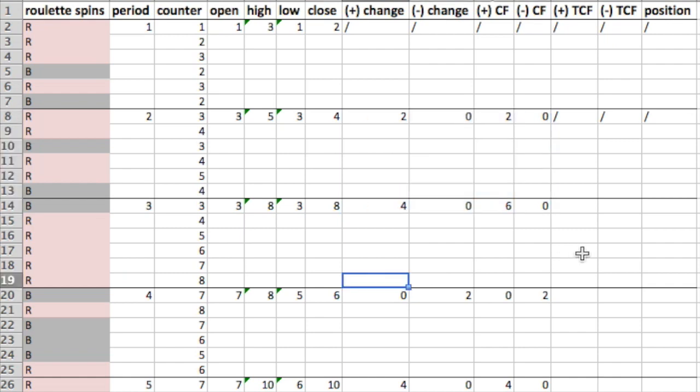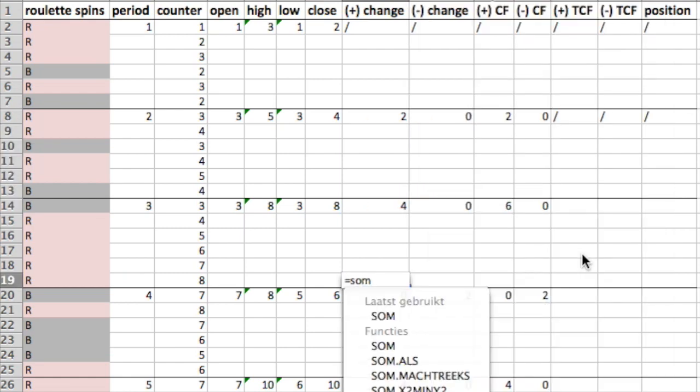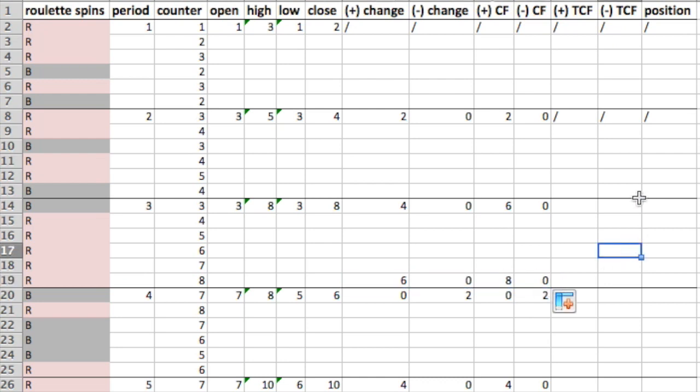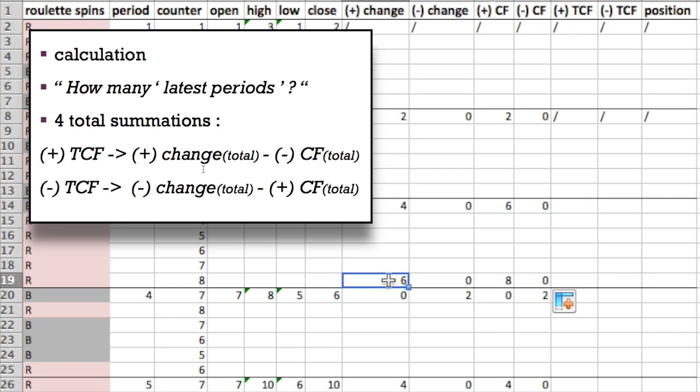So you need to add up, right? So this is the summation of this one plus this one. 2 plus 4 is 6, 0 plus 0 is 0, 2 plus 6 is 8, 0 plus 0 is 0. Here I want to calculate the positive trend continuation factor, so the plus change total, 6, minus the minus CF total. This minus this is 6.